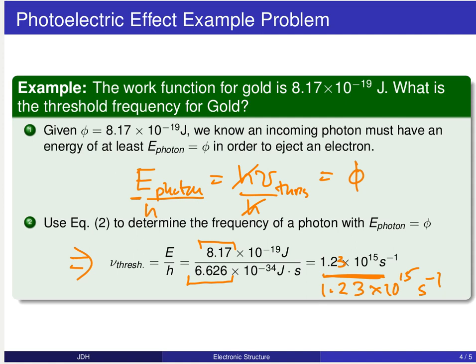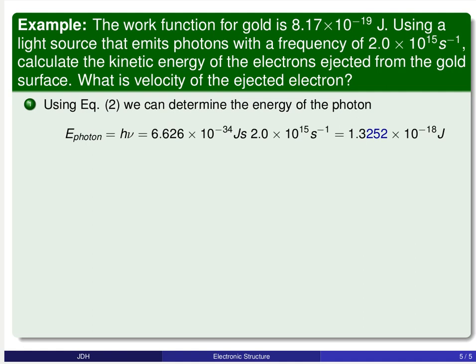So in other words, we need to have a frequency of at least this value, 1.23 times 10 to the 15th inverse seconds, in order to be kicking electrons out of gold. Now, moving on to the second part of the same problem. Still working with gold, let's suppose that we use a light source that emits photons with a frequency of 2.0 times 10 to the 15th inverse seconds, and we want to figure out the kinetic energy of the electron ejected from the gold surface.